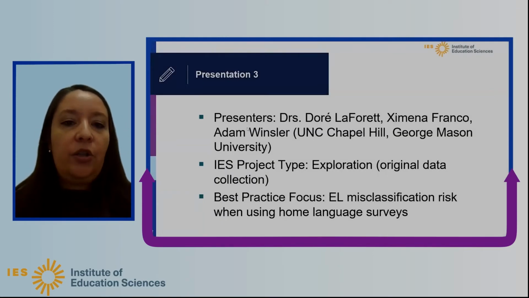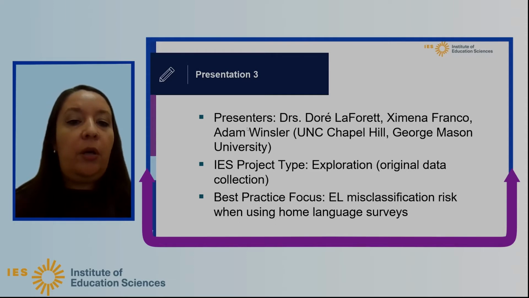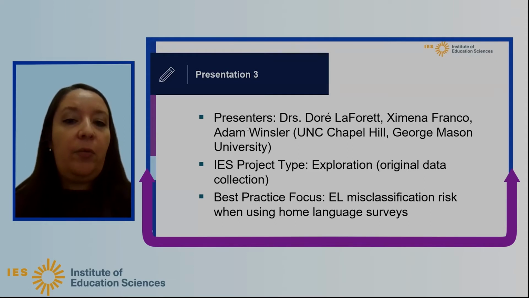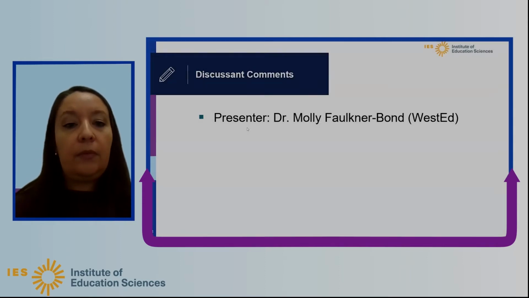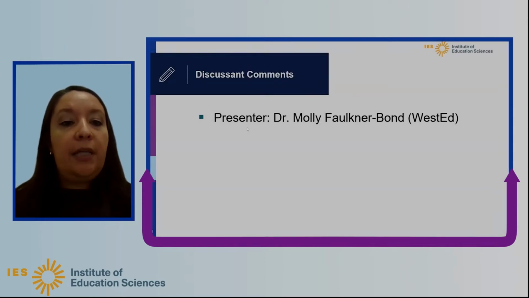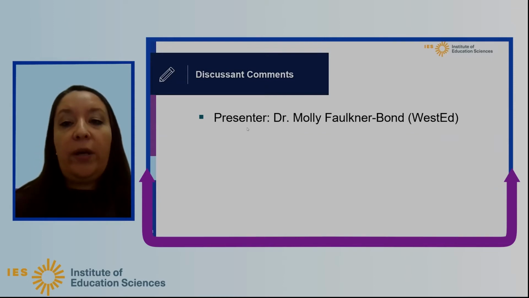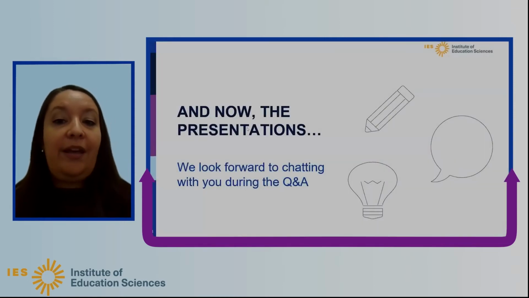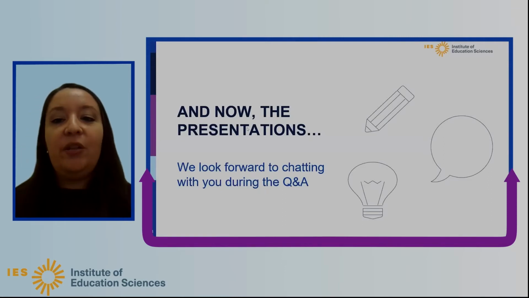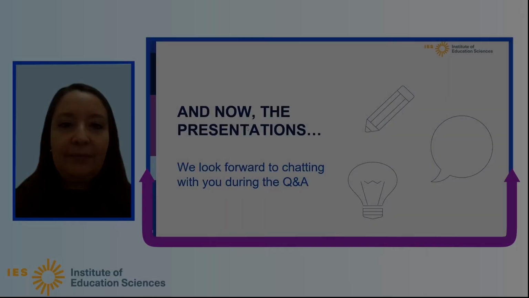And for presentation 3, with my colleagues Simona Franco and Adam Winsler, we're from UNC Chapel Hill and George Mason University. We'll be sharing data from our exploration study, where we are doing original data collection, and our best practice focus is on EL misclassification risks when using home language surveys. And our discussant will be Dr. Molly Faulkner-Bond from WestEd. And now on to the presentations. We look forward to chatting with you during the Q&A.